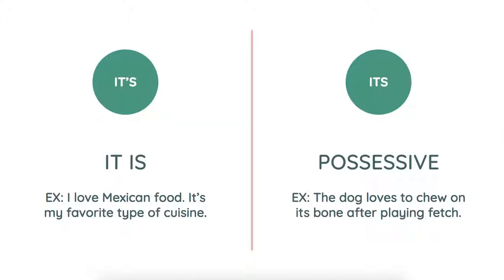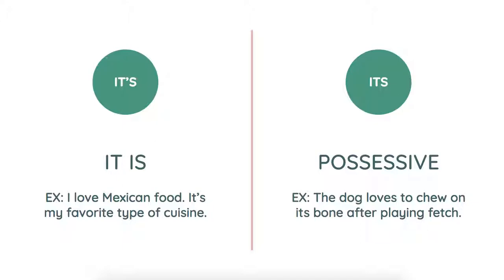Now, first up is it's and its. So I-T apostrophe S stands for it is. It is a contraction. So you can see that example on the bottom. I love Mexican food. It's my favorite type of cuisine. Here we are combining two words, it and is.